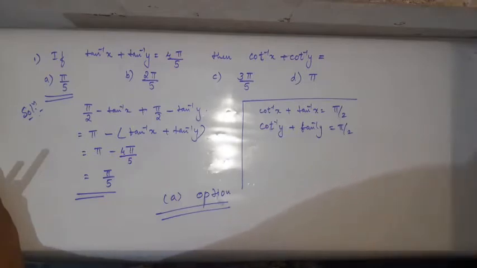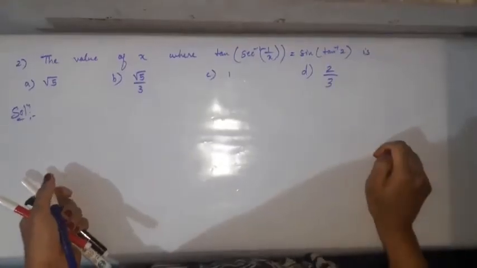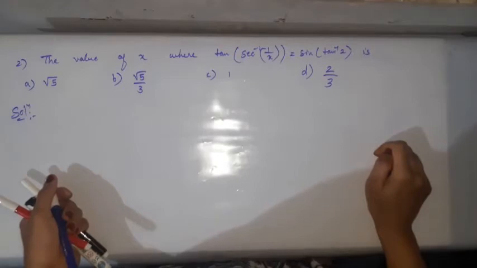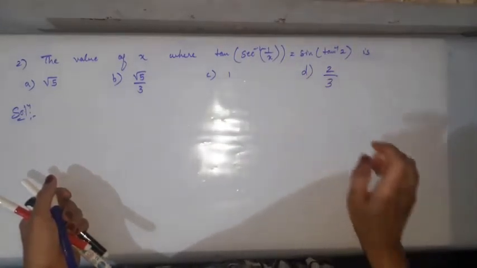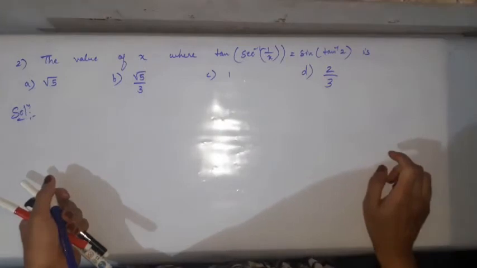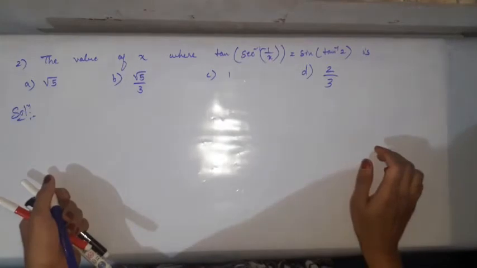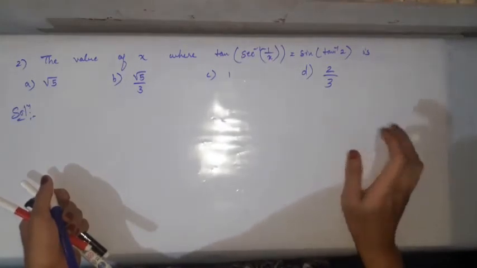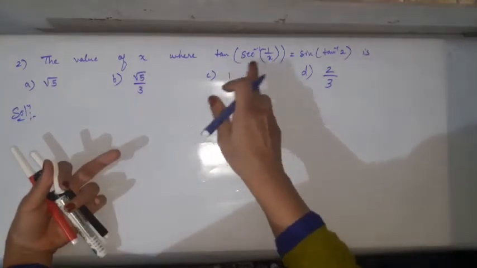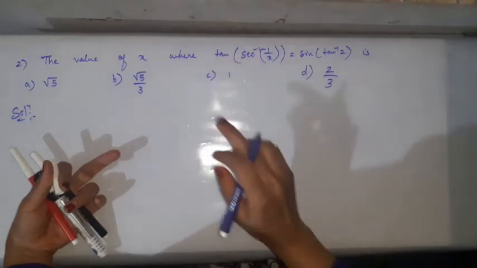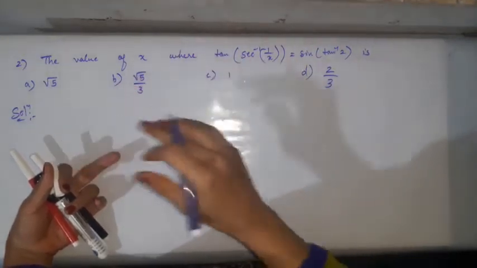Okay. So here is another problem for you. The value of x where tan of secant inverse of 1 by x must be equal to sine of tan inverse 2. Okay. Before going to the solution of this problem, I would ask you to refer to your trigonometric triangle. Better you draw your trigonometric triangle. See here, whenever there are two trigonometric functions appearing, one as an inverse and one as a normal function.